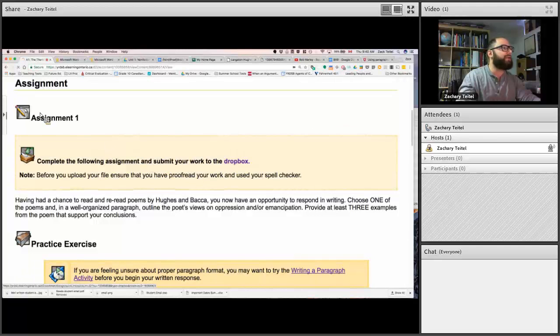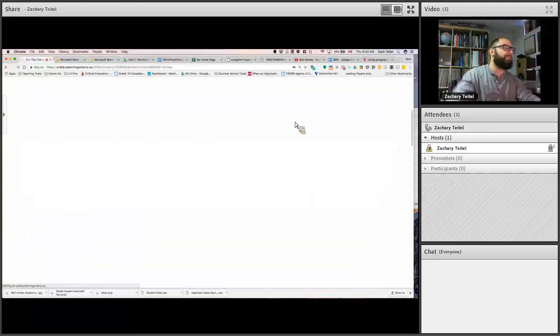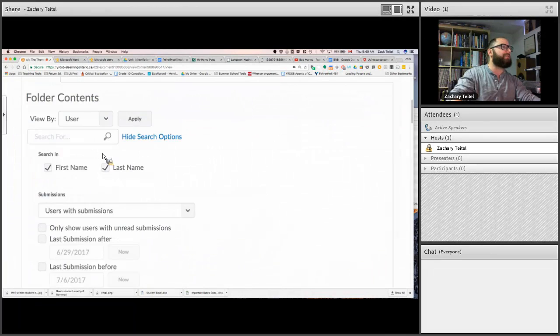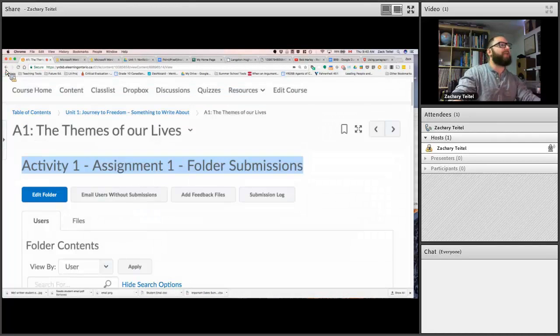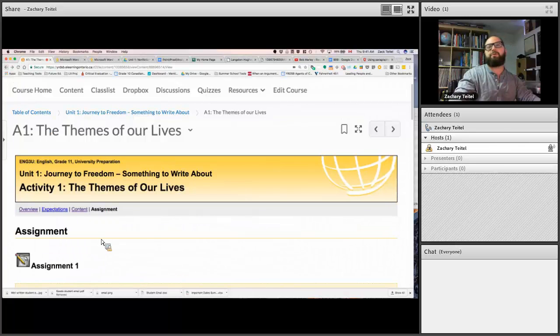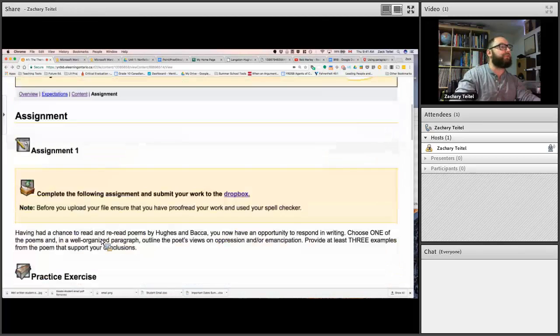If I click this link, it's going to look a bit different for you after you click it, but it's going to take you to the Activity 1, Assignment 1 Dropbox, the folder in that Dropbox, and you are going to want to upload a word processor document, whether it's a Word file, a PDF, a Google Doc, and that's what you want to do in terms of your submission. Okay? Now, what is your submission going to entail?